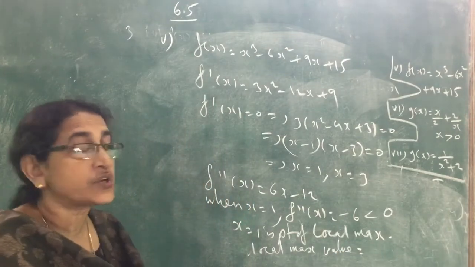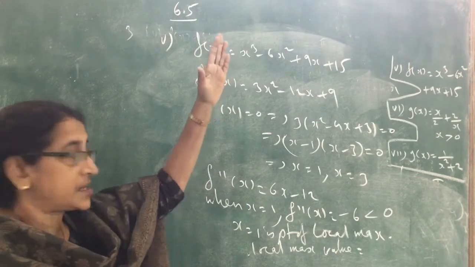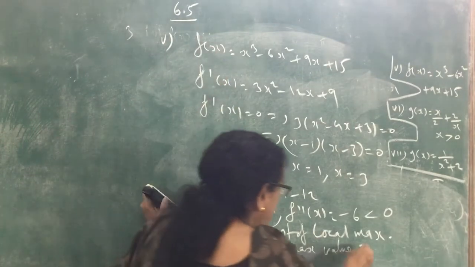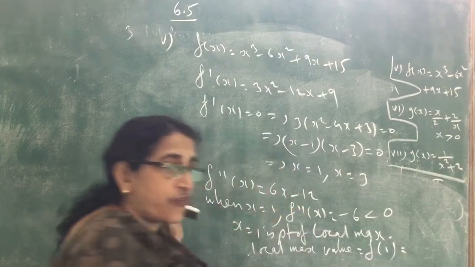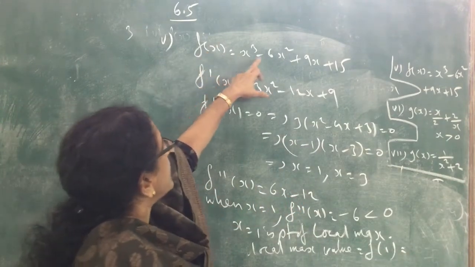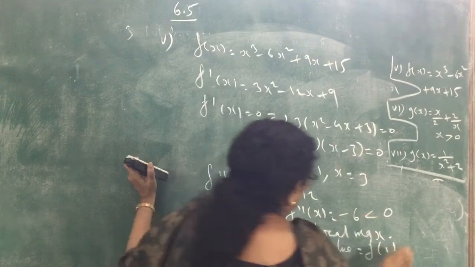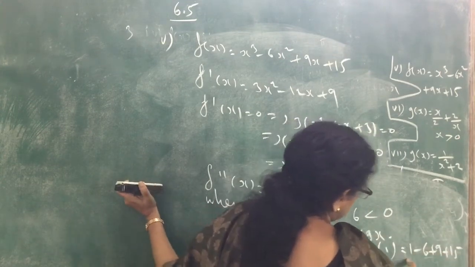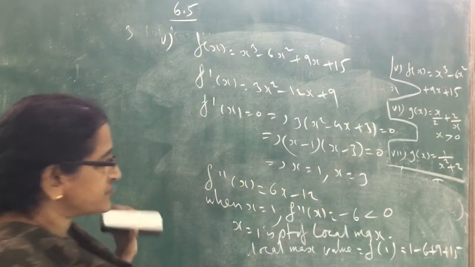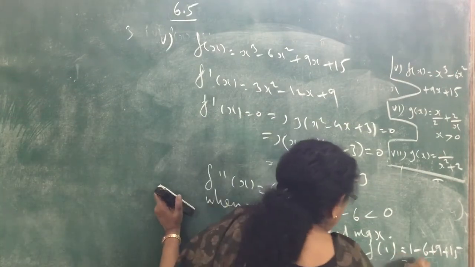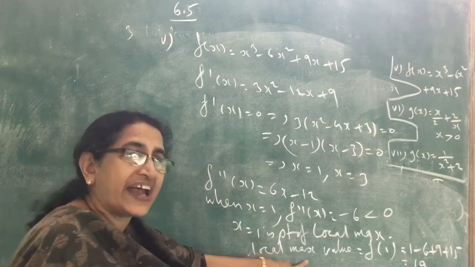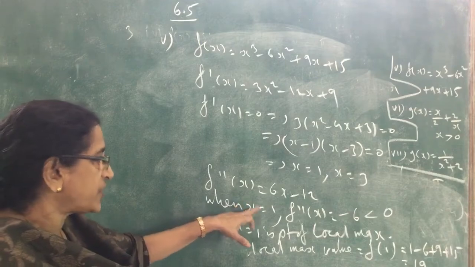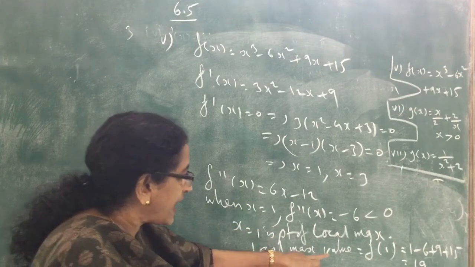We have to substitute in the given function. So when x equal to 1, substitute in the function f of x. That is f of 1, which is 1 minus 6 plus 9 plus 15. 1 minus 6 is minus 5, 9 minus 5 is 4, plus 15, 19. So 19 is the local maximum value. So x equal to 1 is a point of local maxima and the local maximum value is 19.